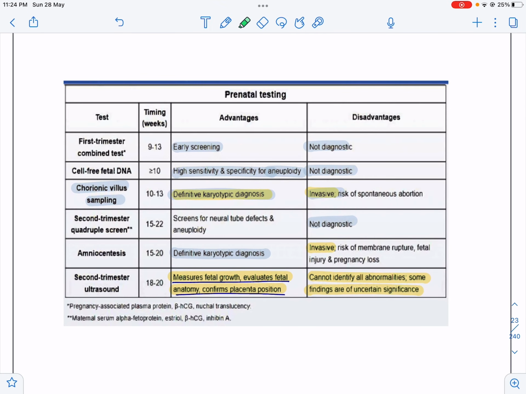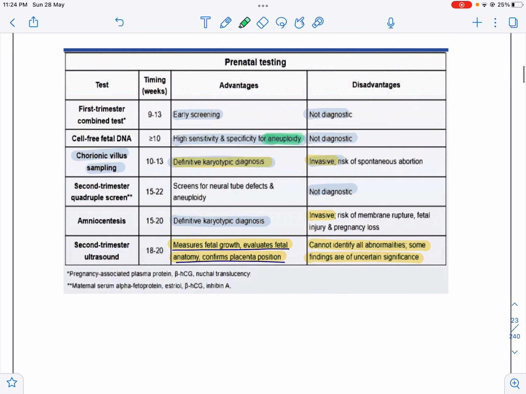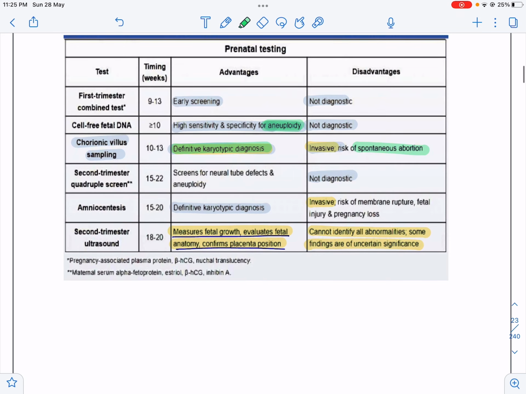So this is a table that summarizes everything. The first trimester combined test is for screening. It's not diagnostic. Cell-free fetal DNA, again for aneuploidy, has high sensitivity and specificity, but it's not diagnostic. Chorionic villus sampling is invasive, so there's a risk of abortion, and it gives you a definitive karyotypic diagnosis. Second trimester quadruple screening includes beta-hCG, estriol, alpha-fetoprotein, and also inhibin A. And this is again to screen, non-diagnostic. Amniocentesis is invasive, and second trimester ultrasound is used for measuring fetal growth and fetal anatomy, and also confirms the placental position. So that's it.